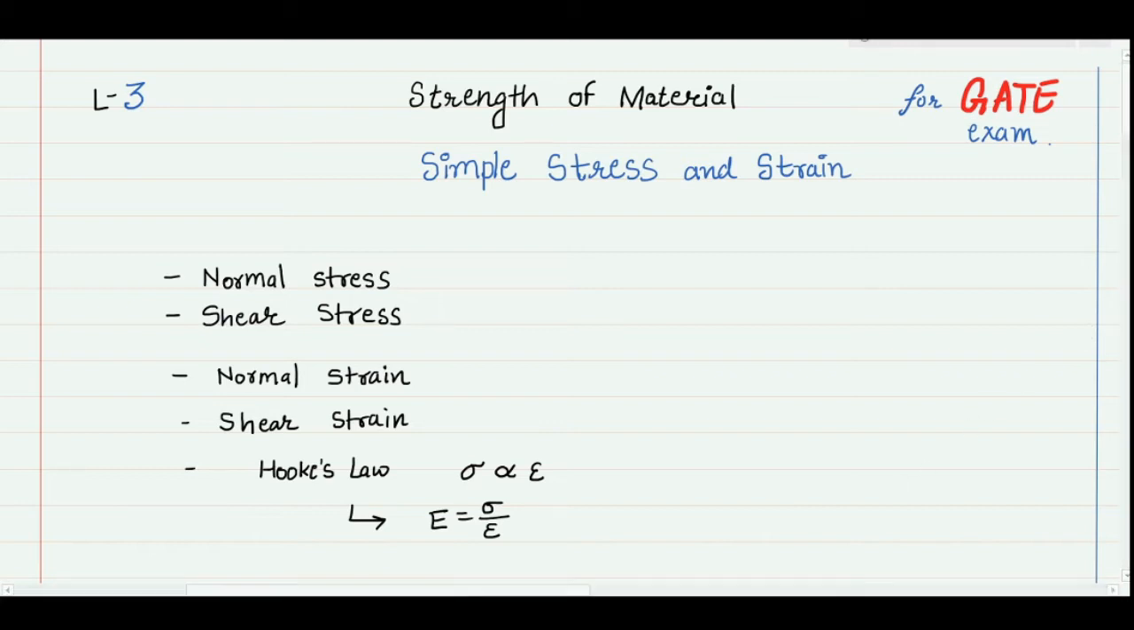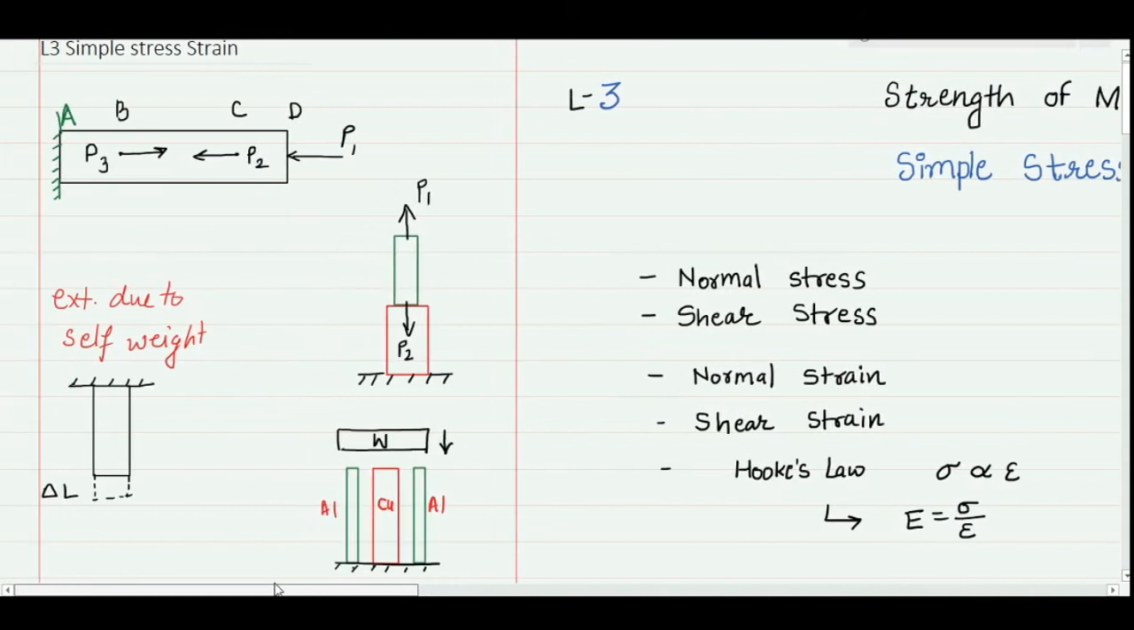For example, if I show you a few problems which are important for the GATE, here I am showing one bar and multiple forces are there, and I am interested to find the stress in the BC section or the change in length in the BC section. The second problem shows a composite bar made of two materials, and there are two forces P1 and P2 acting here, and we have to find the change in length in the two parts. That is again a problem where we have to make the free body diagram and visualize what force will be there in the bar.